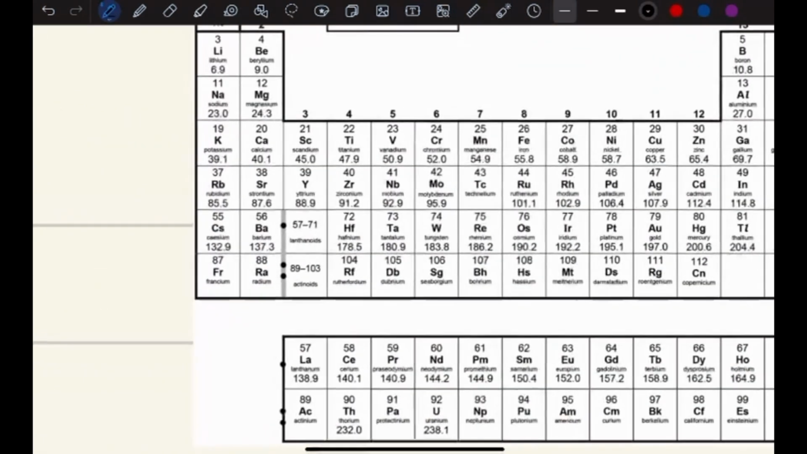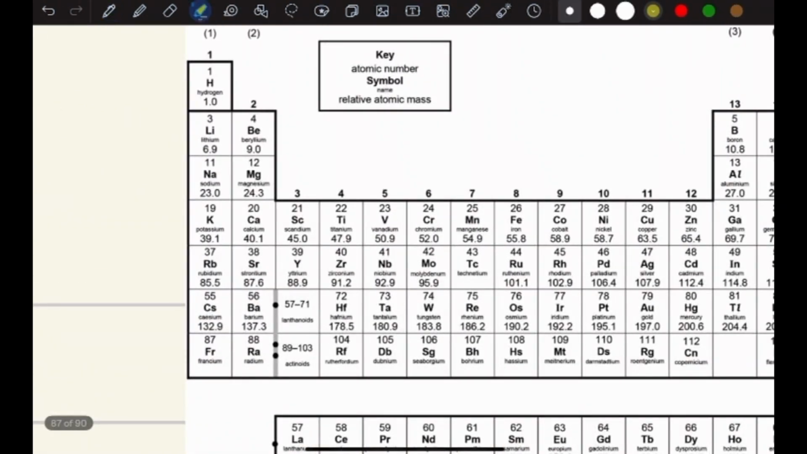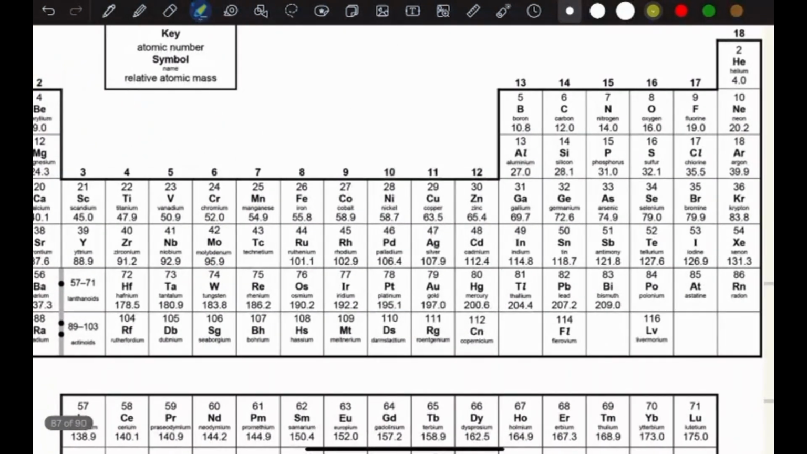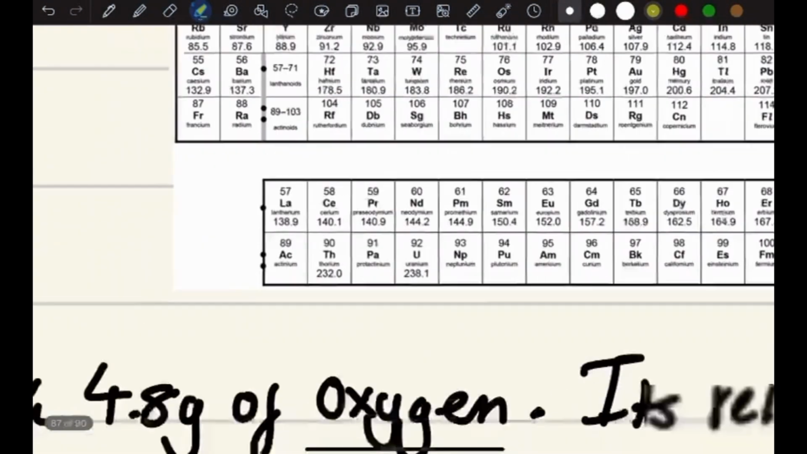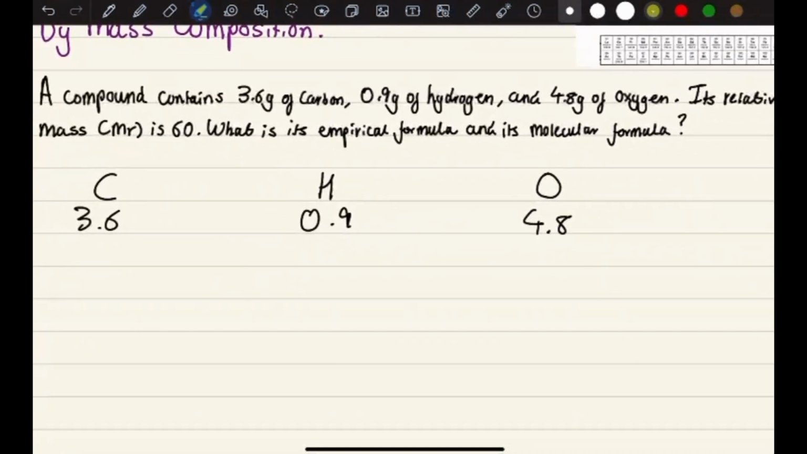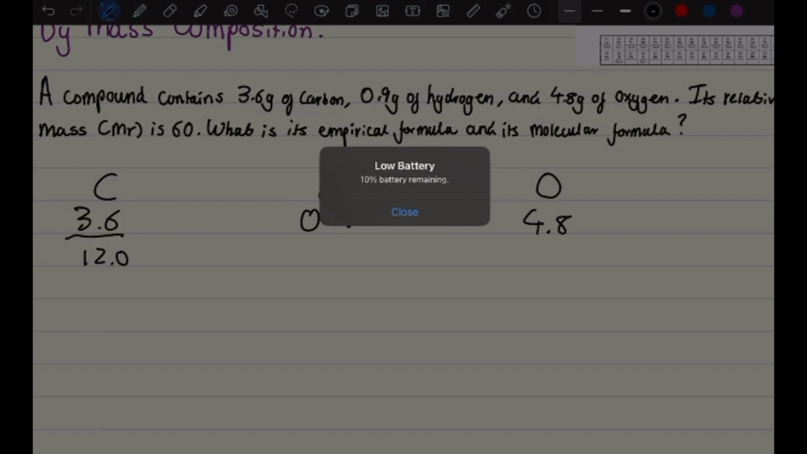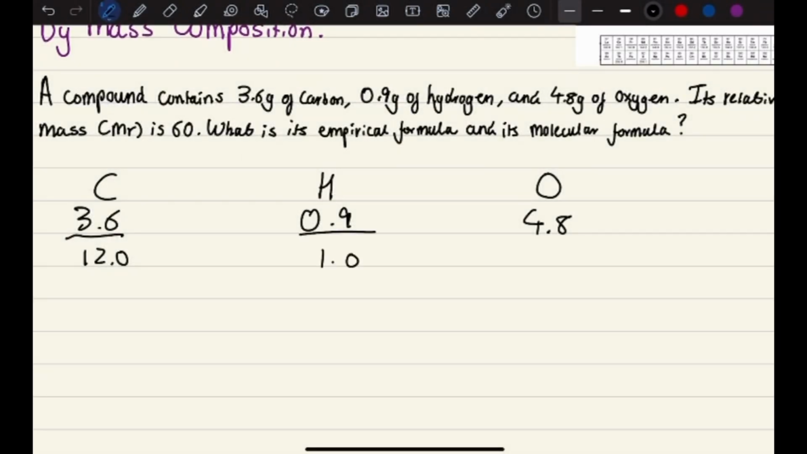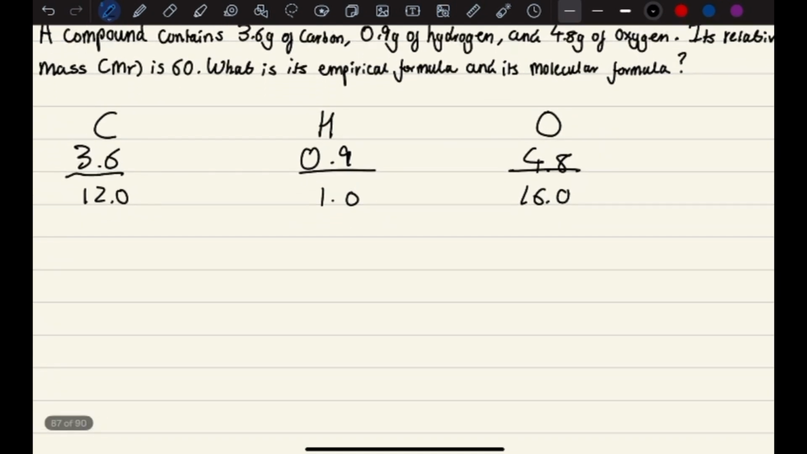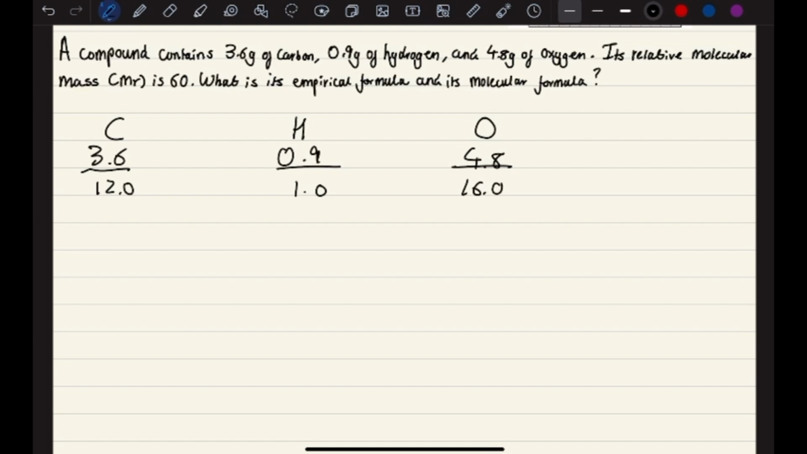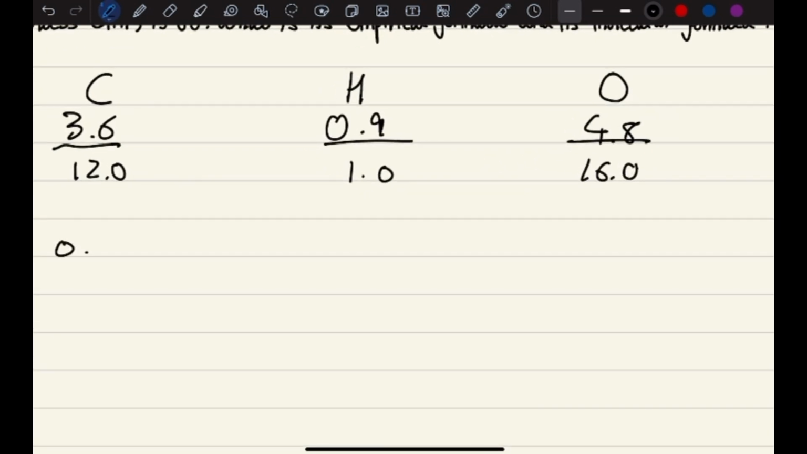Let's go to the periodic table, find what the numbers are. So we did have hydrogen. Hydrogen is 1, right? We had carbon, 12, and we had oxygen, 16, yeah? So now that we've got that, again, we're going to divide these values, the mass, by the molar mass. We'll get the number of moles, right? So divide that by 12.0, divide this by 1.0, divide this by 16.0. Cool. Now, we've got that. What are we going to do with it? Okay. We need to get the answers, right? This is 0.30, this is 0.90, and this is 0.30.